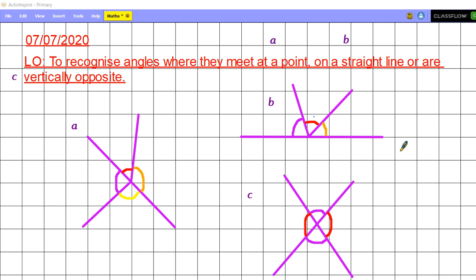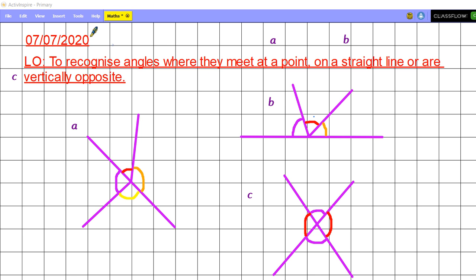Good morning, Willow class. So for today's maths, we're going to move on to looking at angles, and angles where they meet at a point, where they meet at a straight line, or where they are opposite. You can see that on the board, I have got some drawings. These drawings just link to the objective, so I've just labelled them to make them clearer.